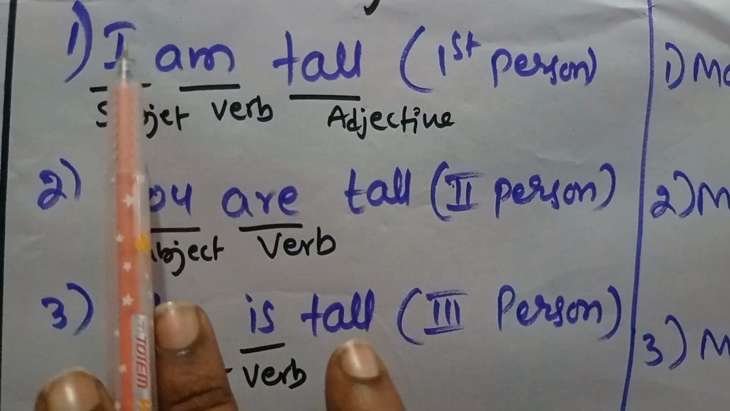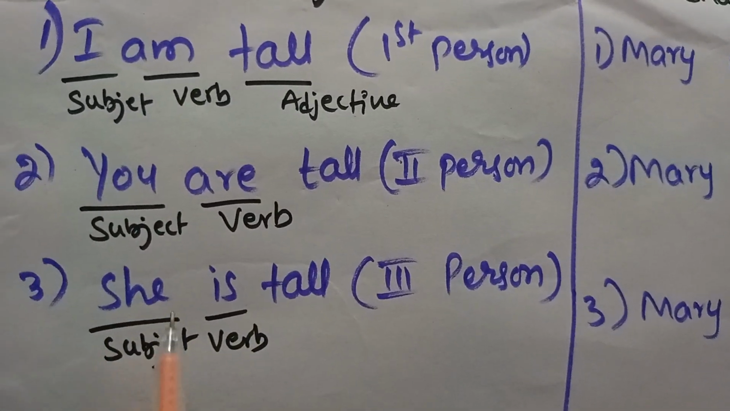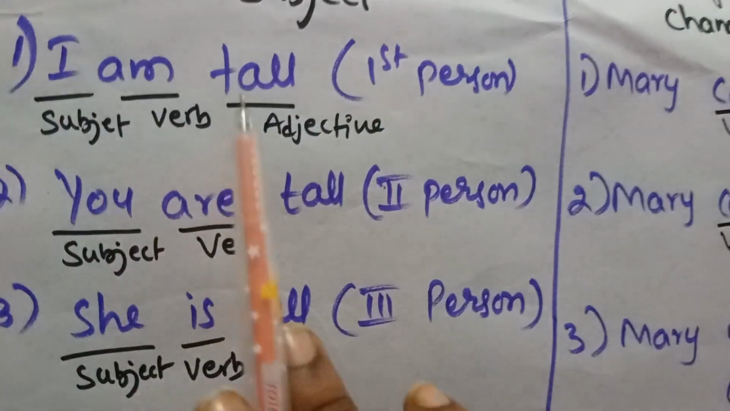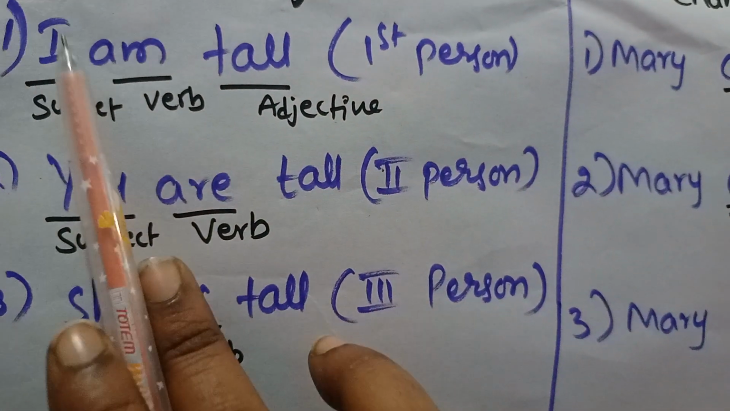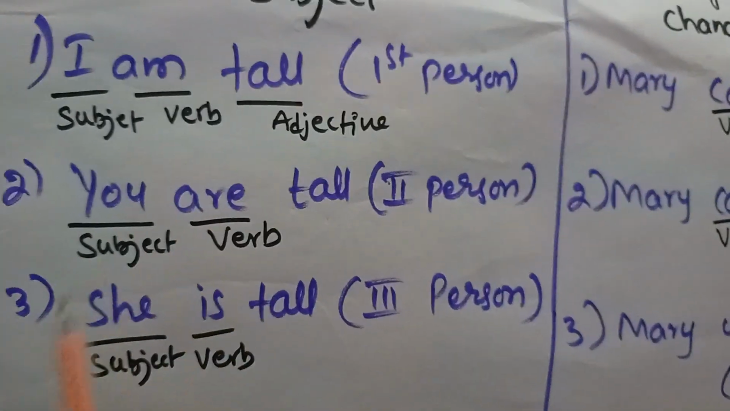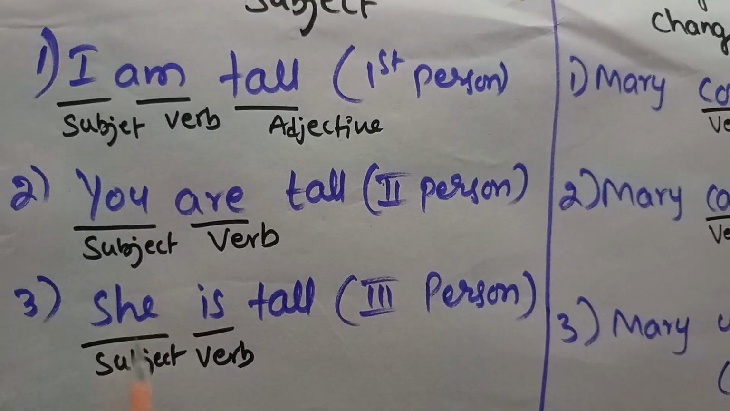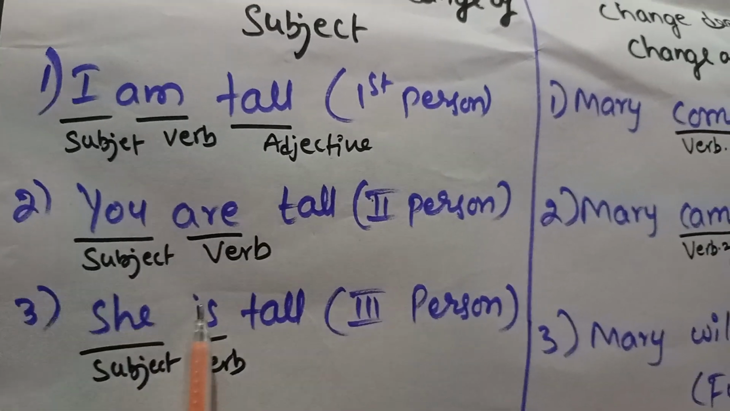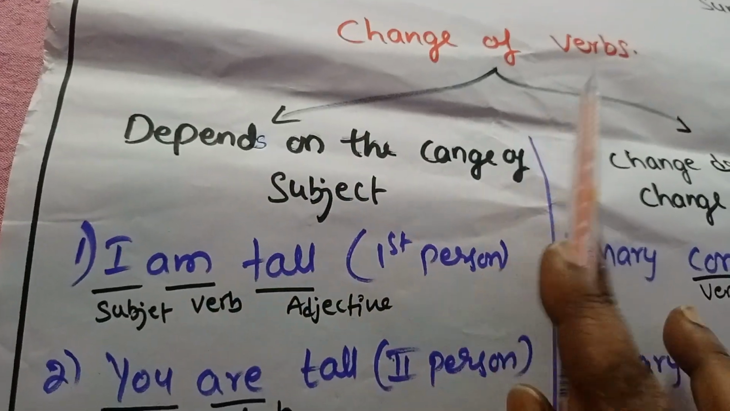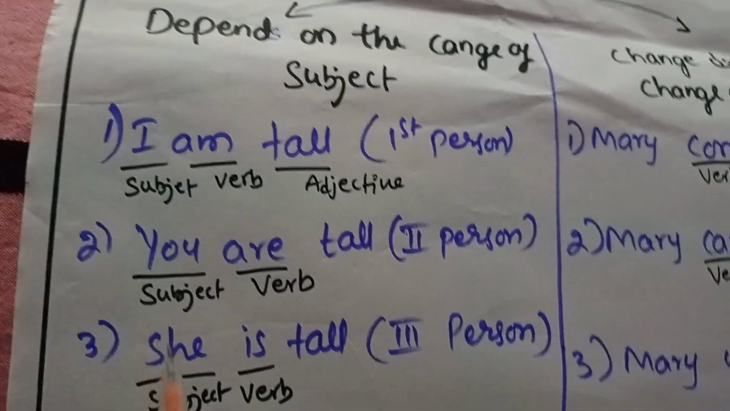That is I, you. She is tall. So here the subject is she. So here subject I. For subject I, verb is am. For subject you, verb is are. For subject she, verb is is. So verb changes based on the subject.